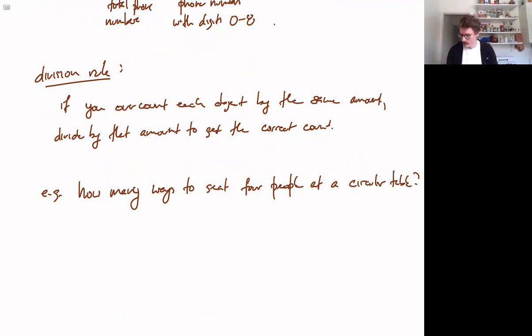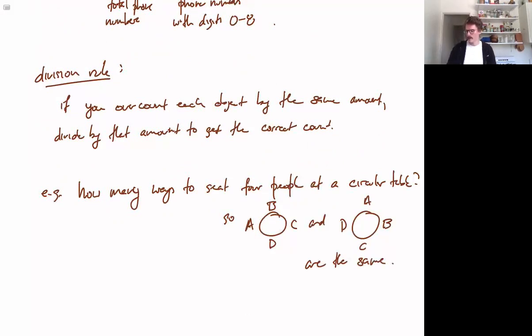So if here's our table and we have A, B, C, D, that's the same as having A, B, C, D rotated. Right? You've rotated this, but the arrangement in some senses is still the same. So how many ways can we seat 4 people at a circular table like this?